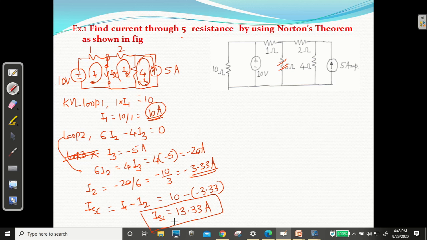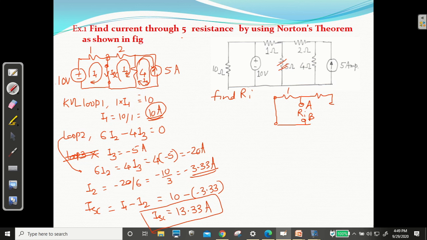Now next step is what? Find RI. How to find RI? This will be shorted. ये शॉर्ट है तो 10 ओम भी शॉर्ट हो जाएगा, छोड़ो. 1 ohm. This is A, this is B, and we have to find RI between A and B.